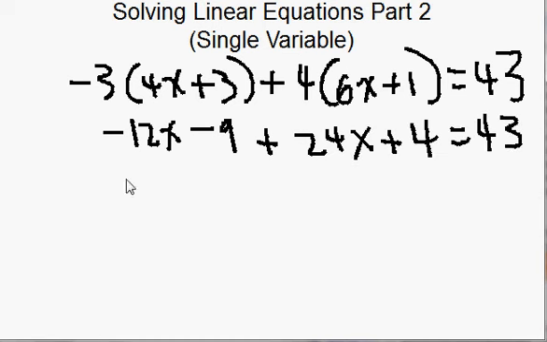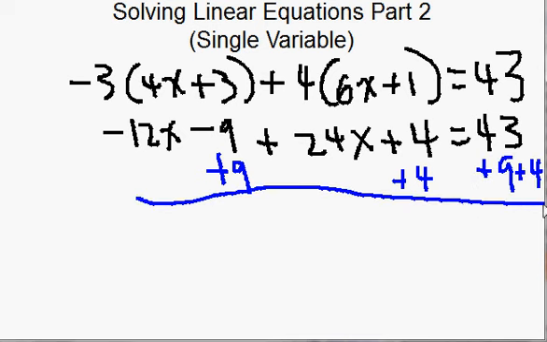So since we have all the x's on the left already, let's move all the other numbers to the right. I can actually do this in one step. You can do it in multiple steps if you want, but I like to just say, okay, I'm going to add 9, and I'm going to add 4. So that means I need to add 9 and 4 on the right side too, don't I? Let's just do that up to that point, and then we'll continue.